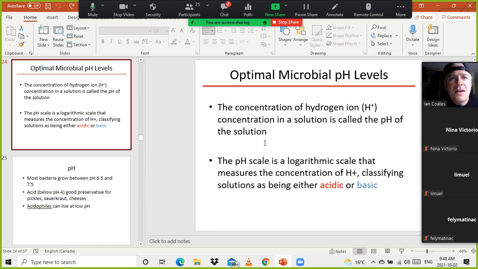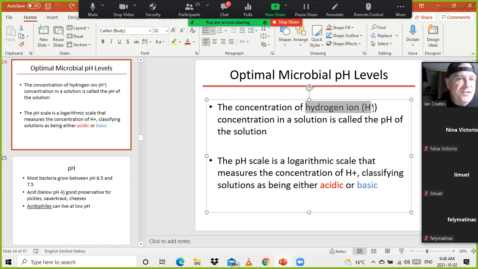So the concentration of hydrogen. Hydrogen is where the acid comes from. It can be very dangerous if you get to the extremes. A pH of 14 is a very, very strong base, and a pH of 1 is a very, very dangerous acid. So acids and bases at the extremes of the pH scale are very dangerous. Anything in the middle is okay, depending upon what it is.